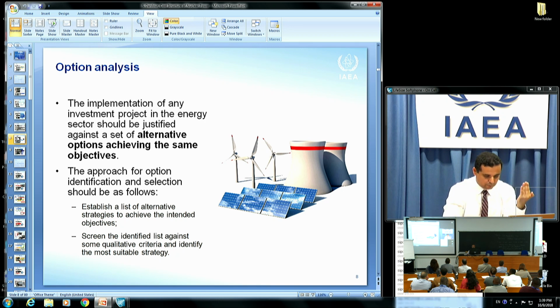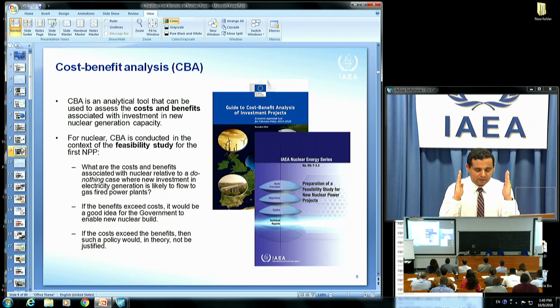And this brings me to the content of slide 9. And this comparison is based on what we call a cost-benefit analysis. So this is a study that is conducted as part of any investment project to look at the costs and benefits of a power generation project compared to possible alternatives achieving the same project objectives.